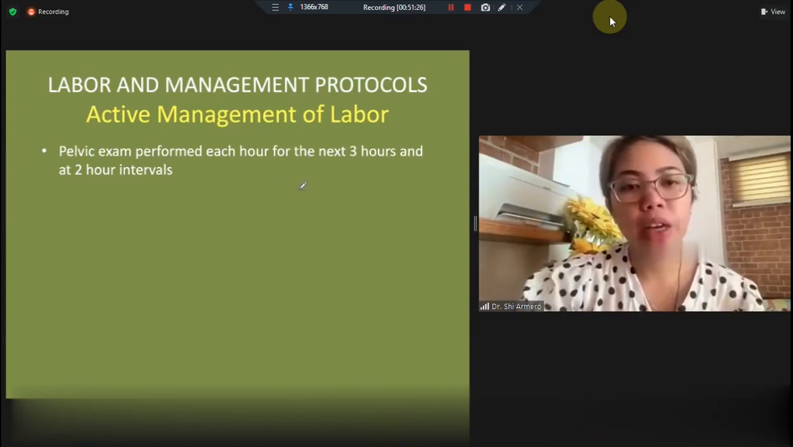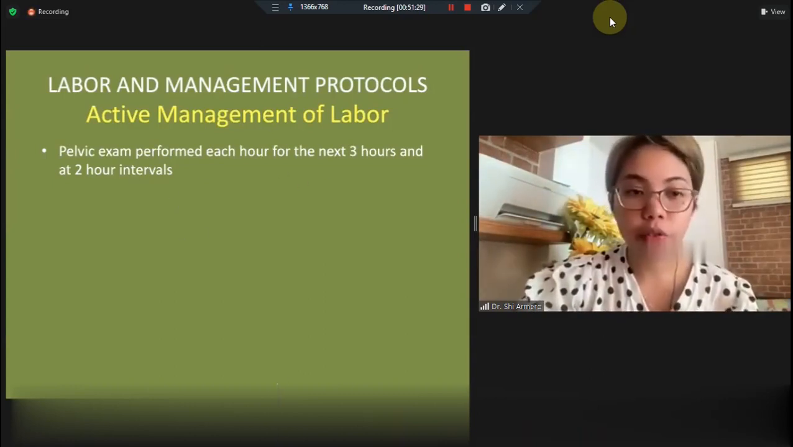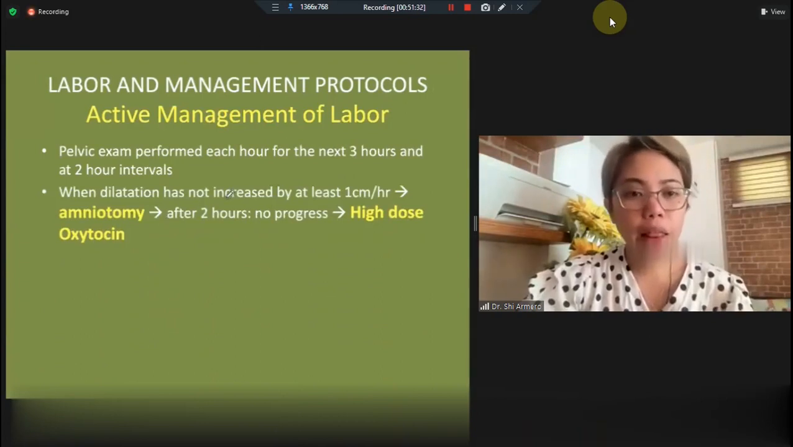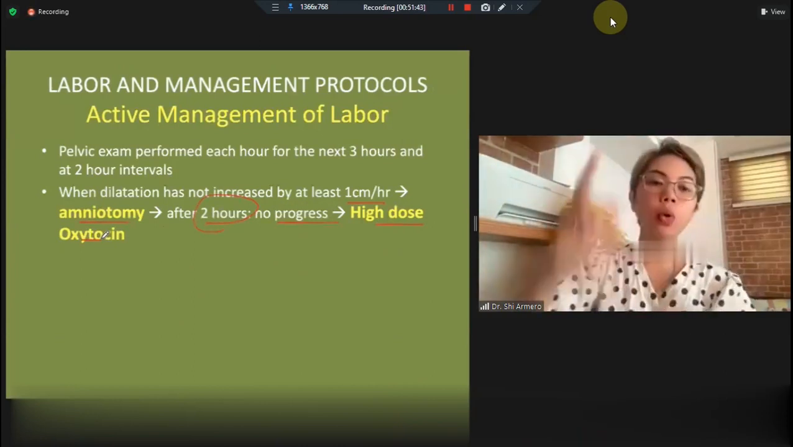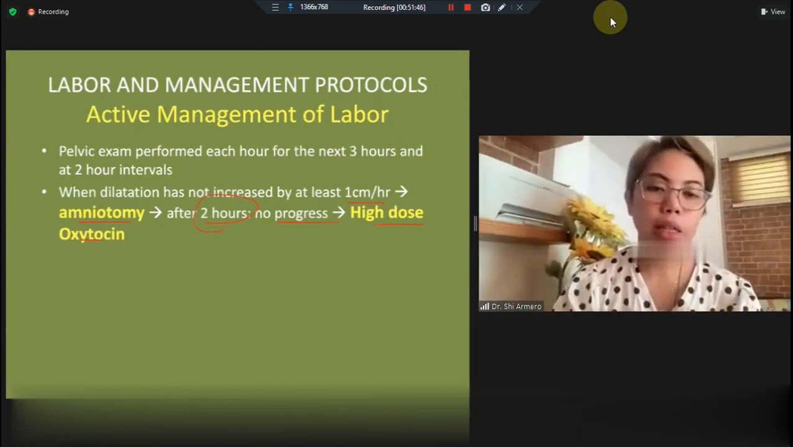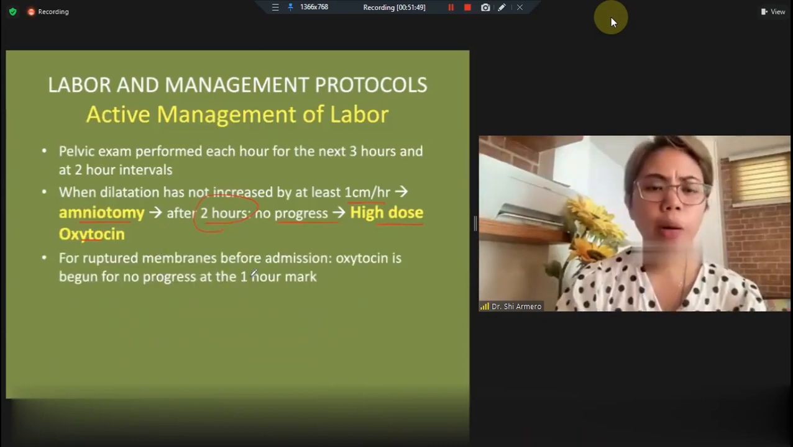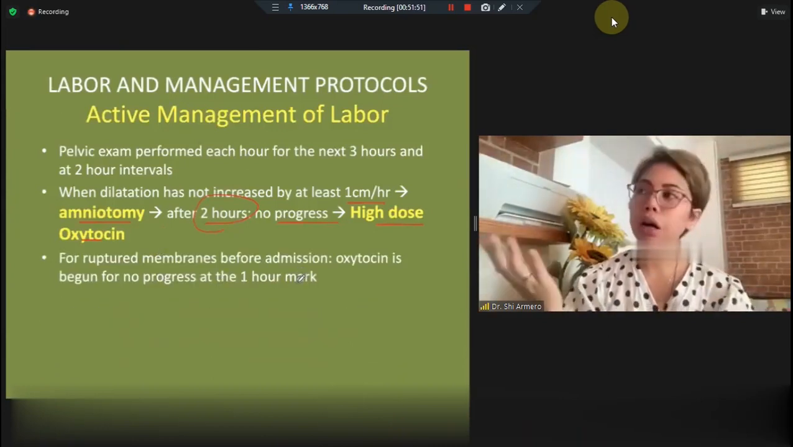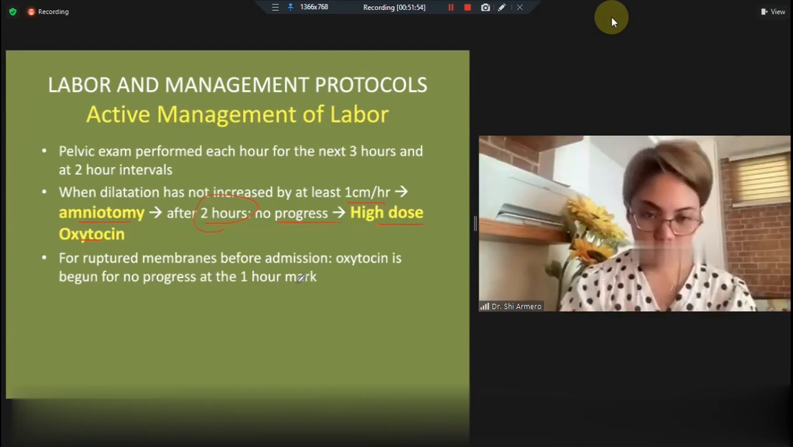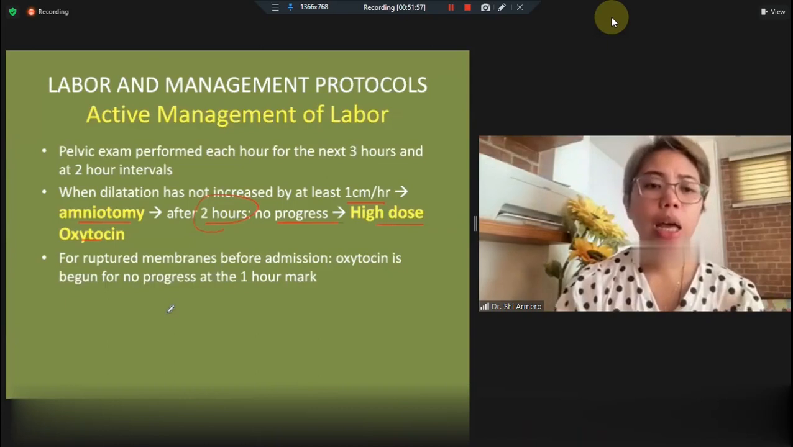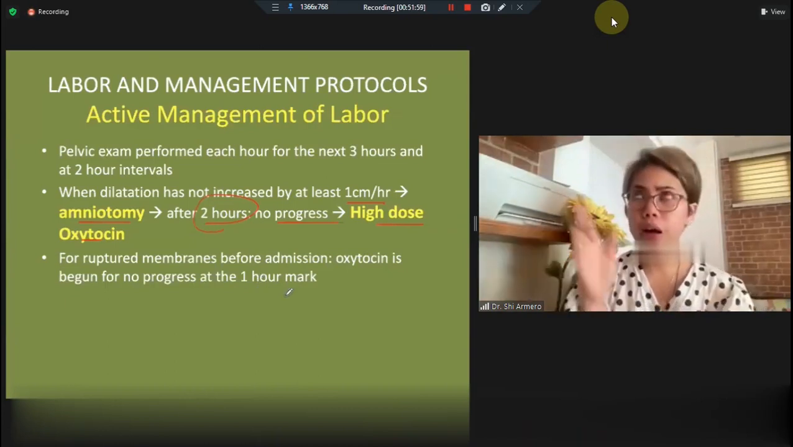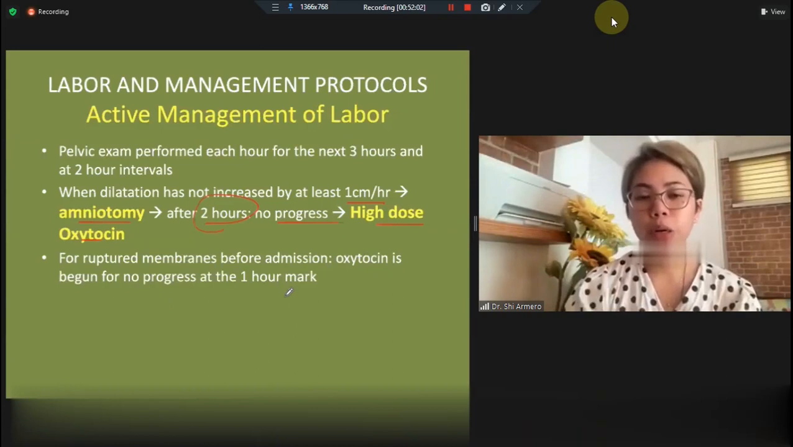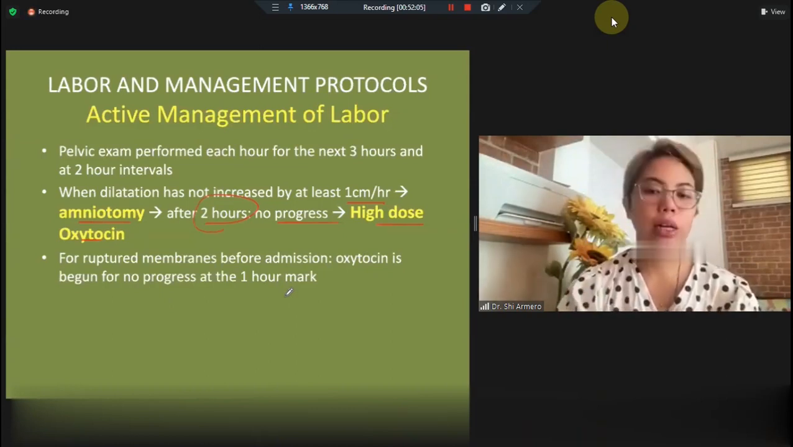Pelvic exam, perform every hour for the next 3 hours and at 2 hours interval. When dilatation has not increased at least 1 cm per hour, do amniotomy. After 2 hours, if still no progress, you give high-dose oxytocin. So, mauna, letter A, bago O. Amniotomy, then oxytocin. For ruptured membranes before admission, so kumare nag-prom, okay? You give oxytocin if there is no progress at the 1 hour mark. On admission, 4 cm, ruptured bag. After 1 hour, 4 cm pa din. O, oxy ka na. Okay?